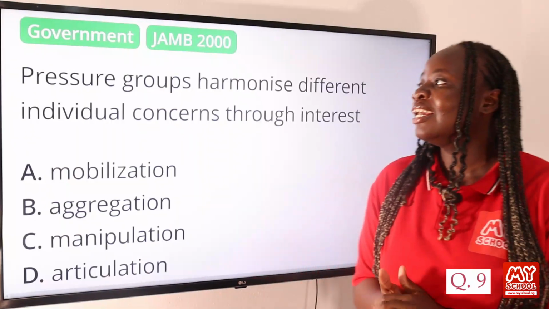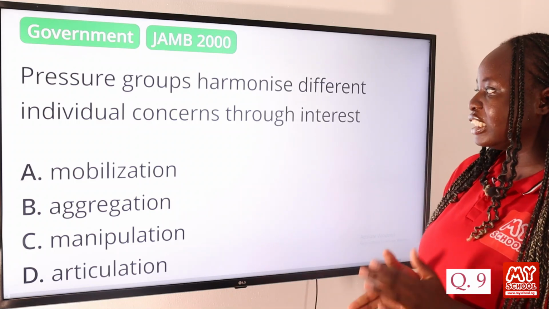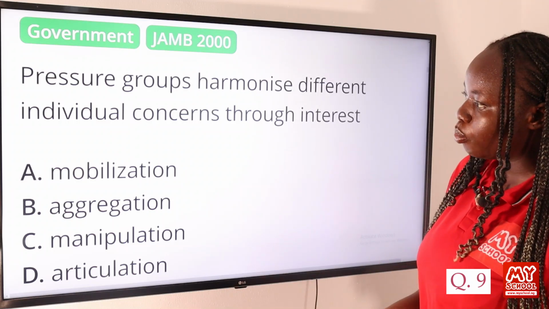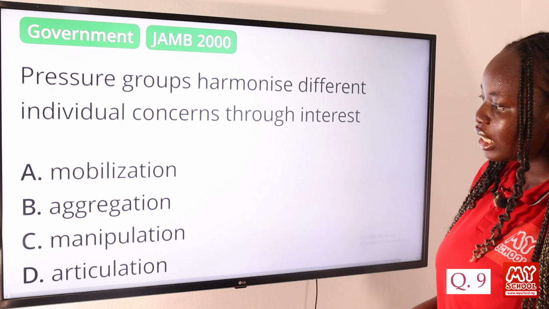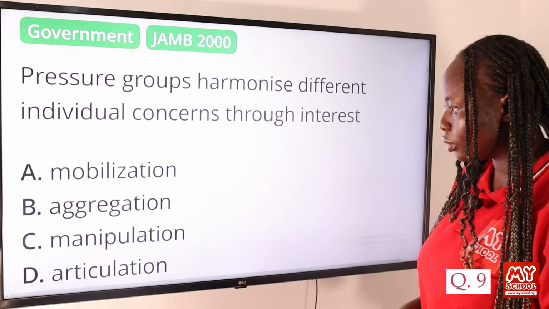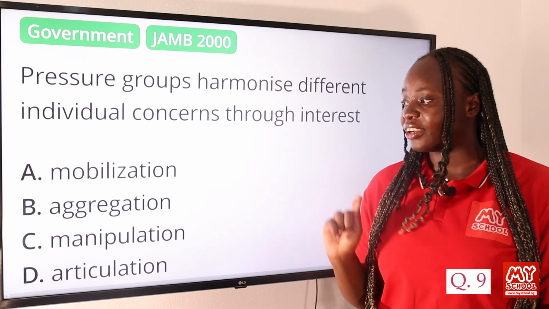Question 9. Pressure groups harmonize different individual concerns through interest A, mobilization, B, aggregation, C, manipulation, and D, articulation. So the answer to this question is option B, aggregation.